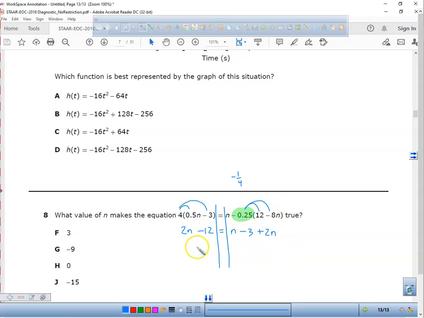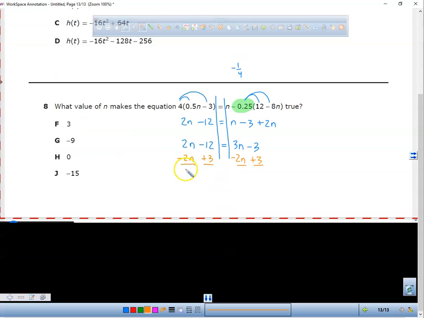Here's what we got: 2n minus 12. I've got an n plus a 2n, so that's a total of 3n's. Here's my final and last step. I'm going to take away a 2n and take away a 2n. I'm going to add a 3 and add a 3. This zeroes out. This becomes negative 9. This becomes 1n, and this zeroes out. So I got negative 9 equals n, and it's answer choice G.